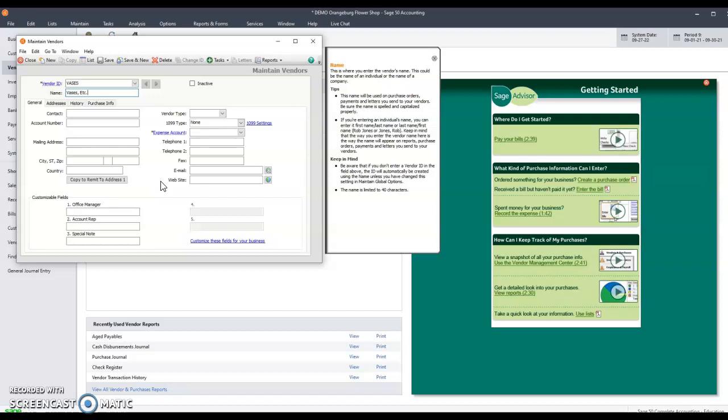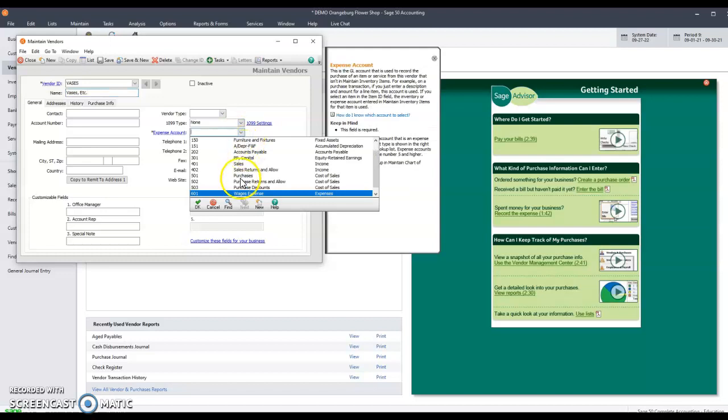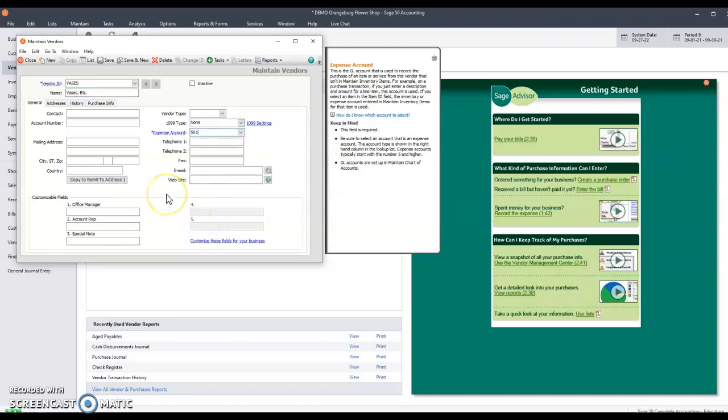Sage 50 knows that. That's why you're setting it up as a vendor, so they automatically know that when you purchase something on account, to credit accounts payable. But what they don't know is what you want to debit. And so, since this is a periodic system, what we want to debit is purchases. Okay? So we need to put that in there. Now, let's say 95% of the time, when we buy something from Vases, we are going to debit purchases because it's inventory that we're buying.